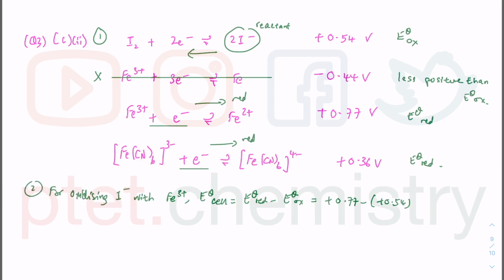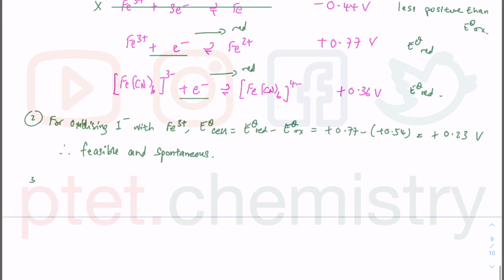I'm just going to press into my calculator. I get plus 0.23. Your calculator actually doesn't show you the plus, but you must have sign, value, and units for this kind of question. Therefore, feasible and spontaneous. As you know, when the E cell is greater than 0, the reaction will be feasible and spontaneous.